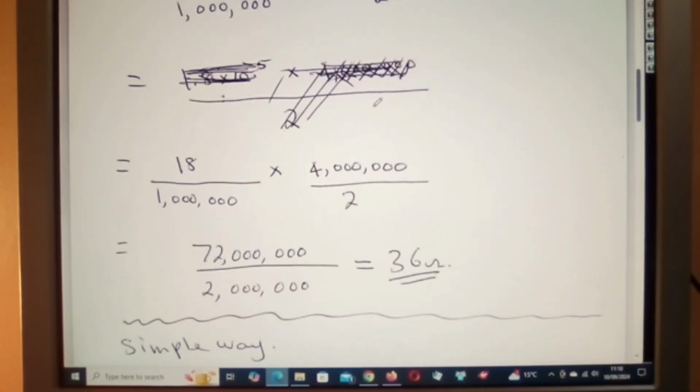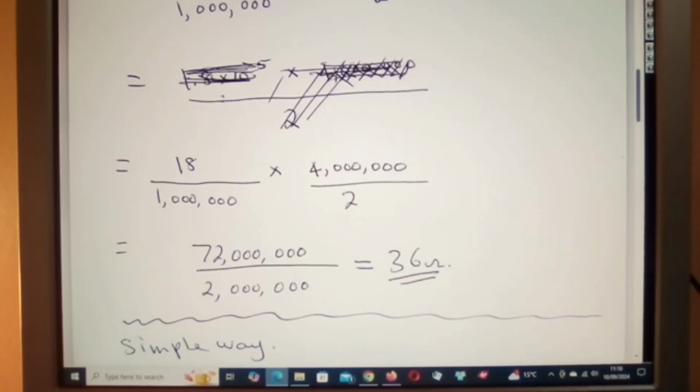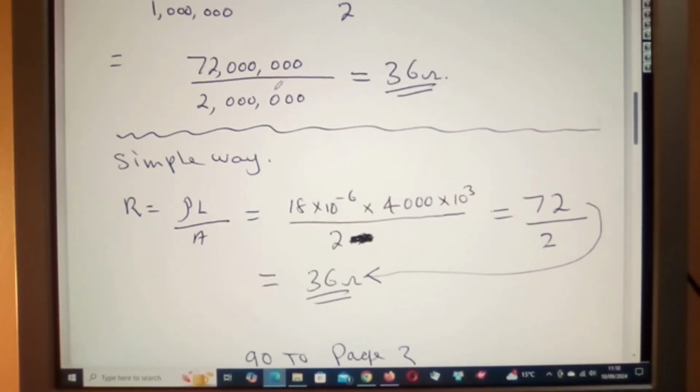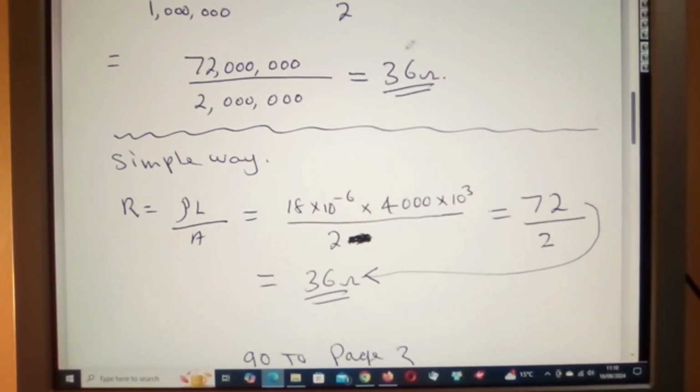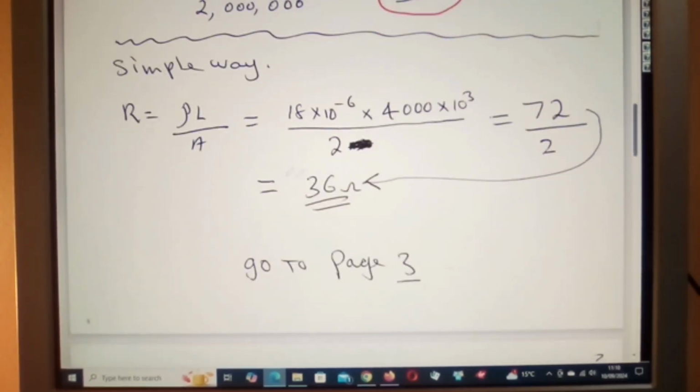Now, you'll notice that I've taken my time and written this out here, and I've written it out here again, and that is for my own edification. And you can see that when you do that, that is the answer you're going to come up with, 36 ohms. Make sure you arrive at that for yourself. A simple way, all I would do is simply R equals rho L over A, and that would be 10 to the minus 6 times 4,000 times 10 to the 3 over 2, and that will give me 36 ohms.